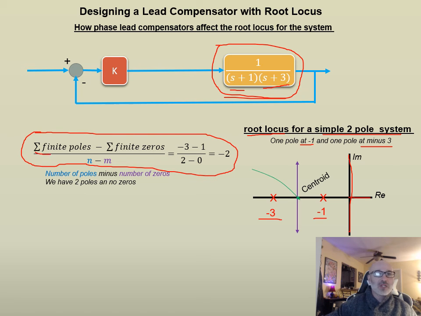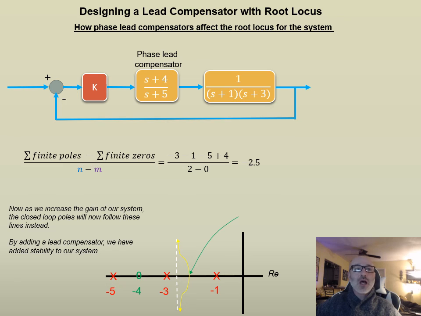We can say the summation of our finite poles minus the summation of our finite zeros, all divided by n minus m, where n is the number of poles and m is the number of zeros. So in our case here, we have 2 poles and no zeros. So we have this relationship here: -3 minus 1 over 2 minus 0. So the location of our centroid here is -2. That's right in between, here on our real axis, right in between our -1 and our -3, is the location now of our centroid. So this is how we draw out and plot out our root locus for this simple two-pole system.